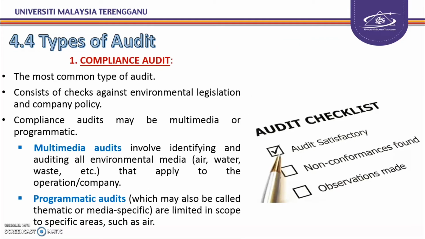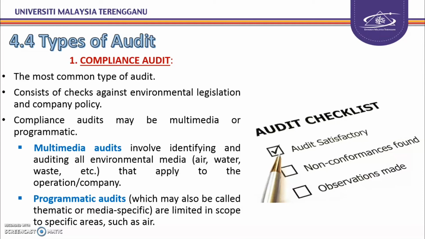Okay, we go to the types of audit. The first one is compliance audits. What is a compliance audit? It is the most common type of audit and has been used by most companies that implement the EMS, because in every operation in our company, we refer to the environmental legislation and company policy. So this audit means checking whether our company has complied with the legislation or policy that we have set up.